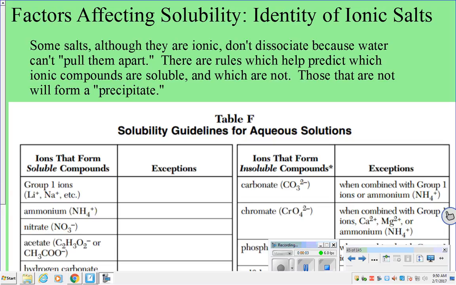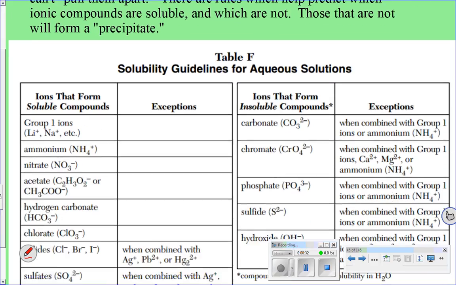Today we're going to talk about another factor affecting solubility, which is the identity of ionic salts. This ties into reading reference table F. What this really has to do with is that some compounds, even though they're ionic, won't dissociate in water because the water can't provide sufficient force to pull them apart and overcome their attractive charges. So what often happens is the formation of something called a precipitate, which we'll define in a moment. It's really just an insoluble solid.